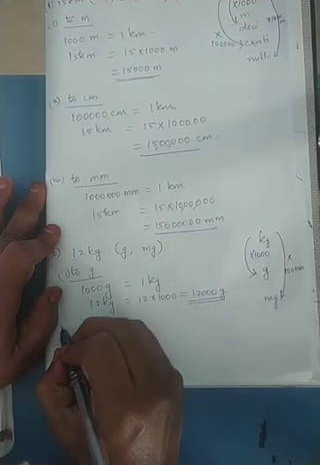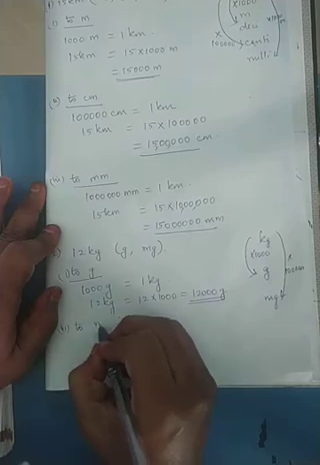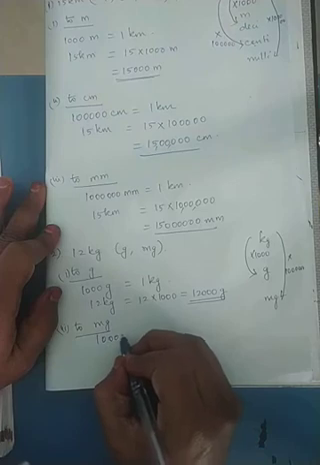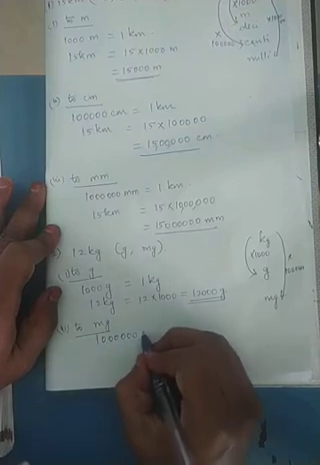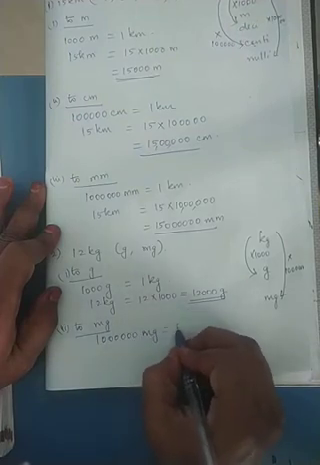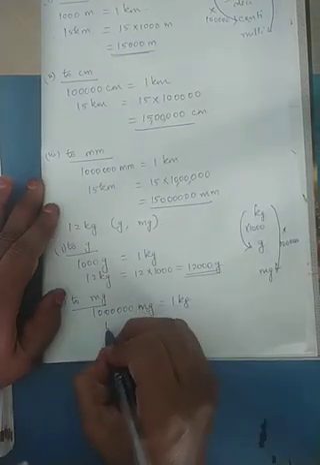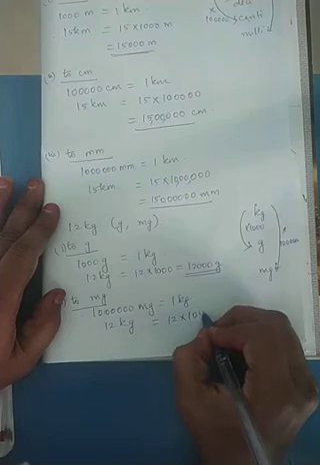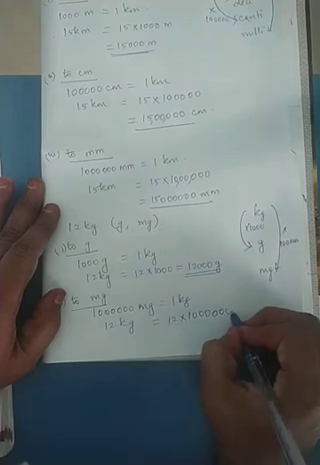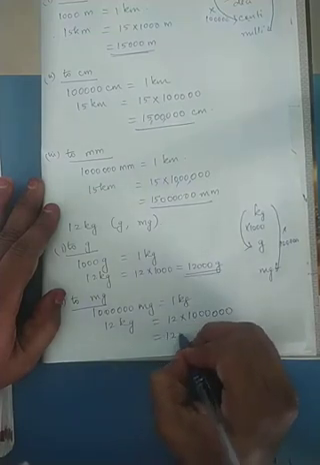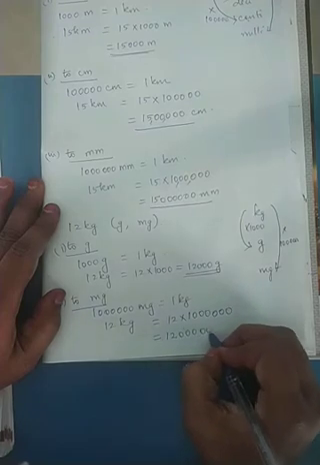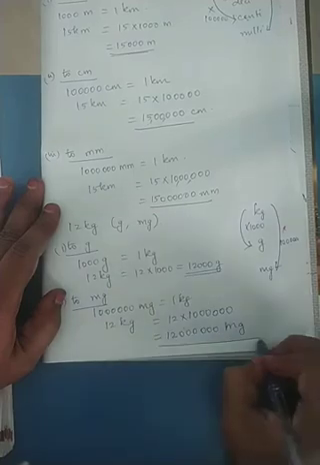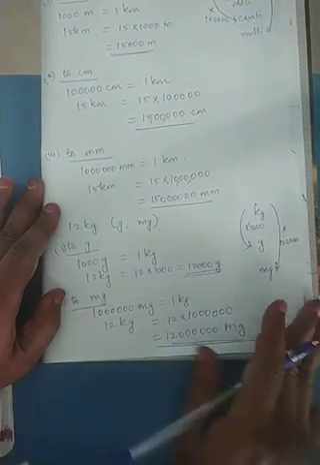Next, second one is milligram. I can say 1 followed by 6 zeros milligram is equal to 1 kilogram. So 12 kilogram will be equal to 12 into 10 lakhs, that is 120 lakhs milligrams. Okay, so these are the two finished.